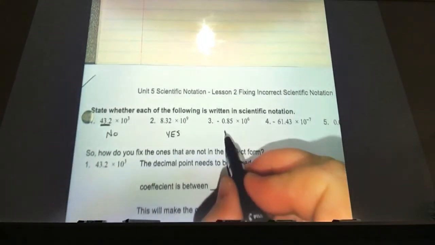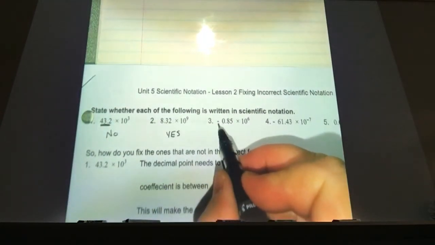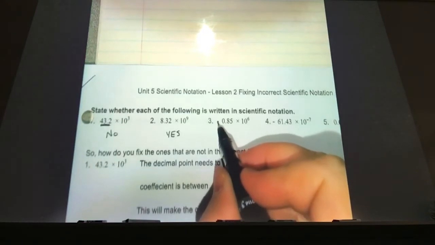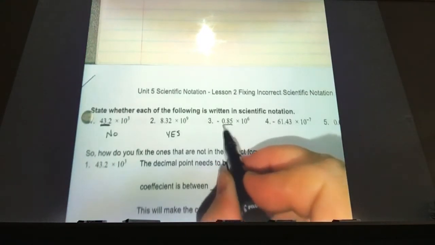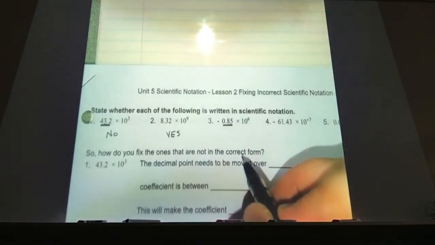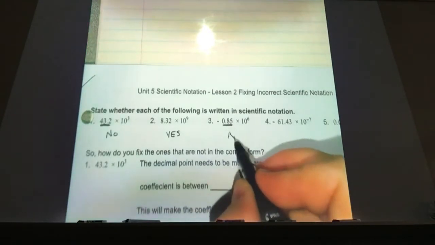How about this one? Does it matter that that's negative? No, because we always are going to go with the absolute value. So you can ignore the negative for right now. But is this number between 1 and 10? And the answer is no.